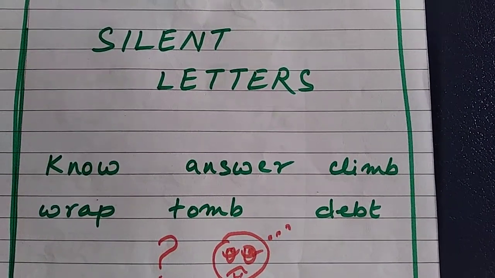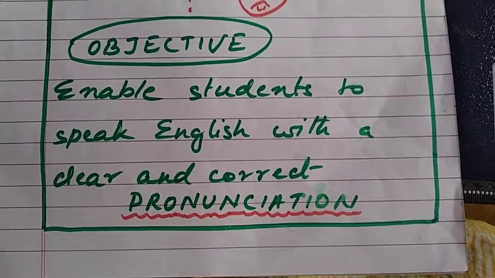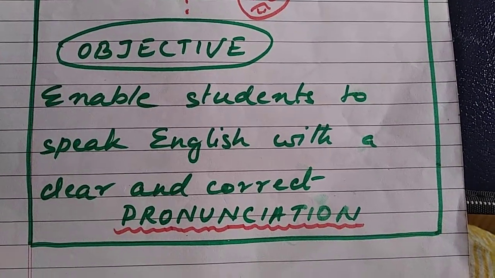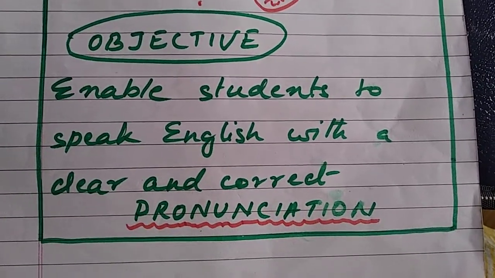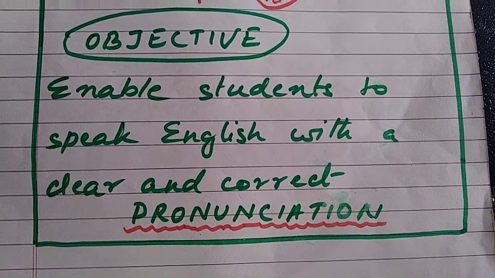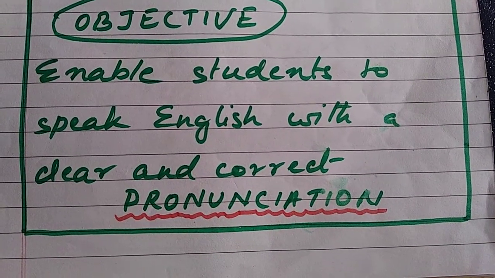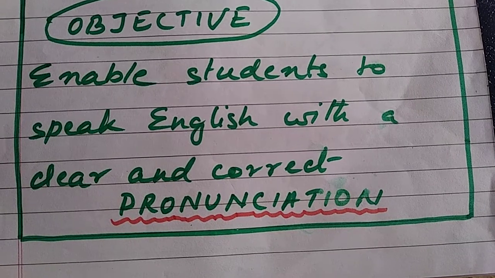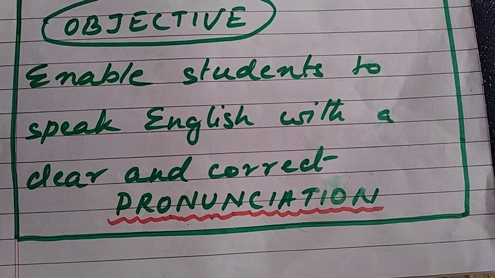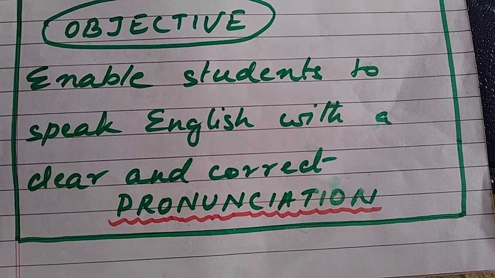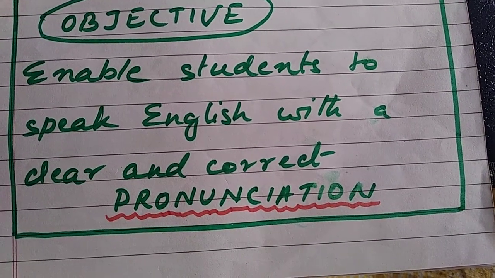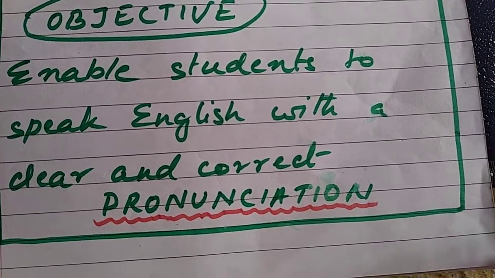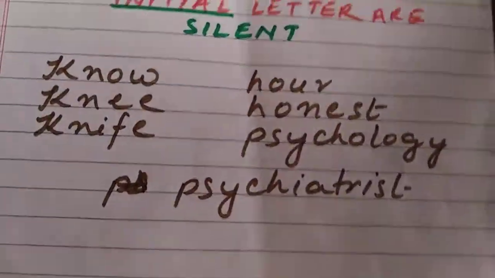But why are we learning silent letters? What is the purpose of learning silent letters that come in a word? The objective of learning silent letters is to enable young students to speak English with a clear and correct pronunciation. You will be able to pronounce the words better. So, this is the objective of doing silent letters.